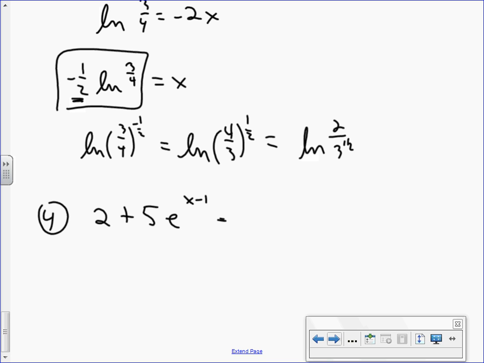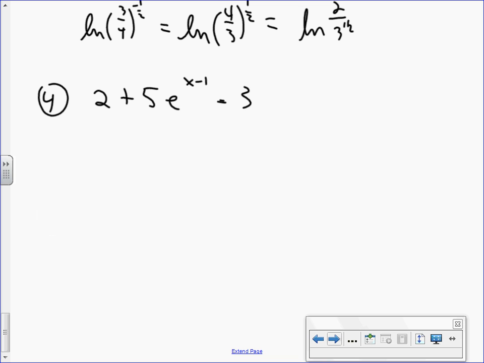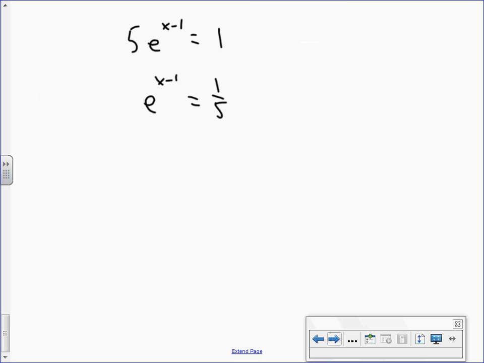One more. Last one. Okay? So I'm going to get back to the x. I'm going to subtract 2 from both sides. 3 minus 2. I'm going to divide both sides by 5. 1/5. I'm going to put it in log form. The natural log of 1/5 equals x minus 1.